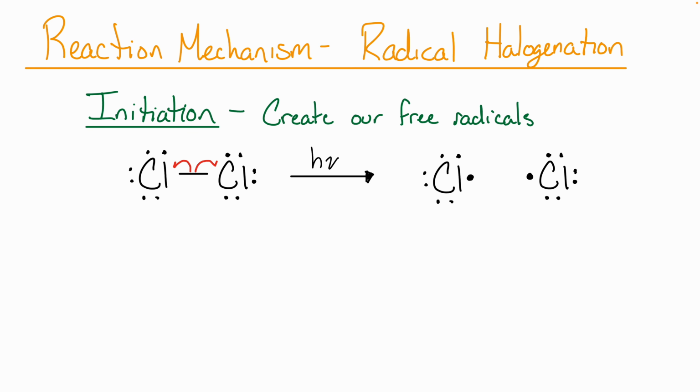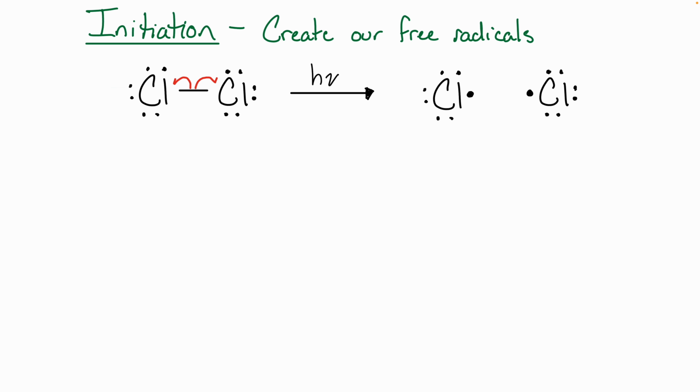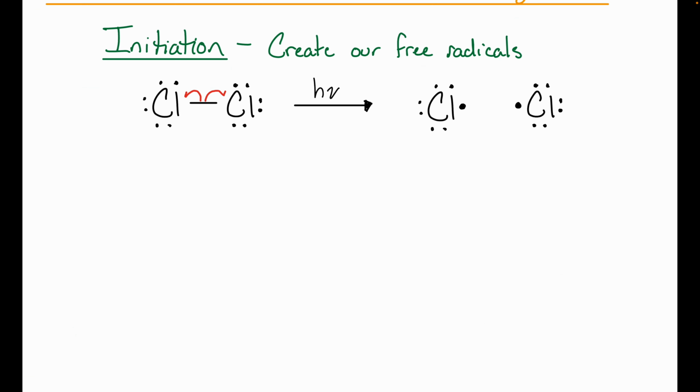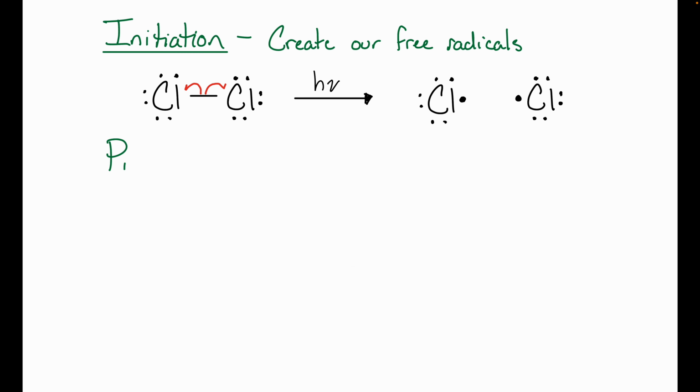We took this perfectly neutral, perfectly happy chlorine gas molecule, and then we hit it with that photon, and we created these two very mad free radicals. Then the next thing is what those free radicals go on and do in this reaction mixture here, what we call the propagation phase.